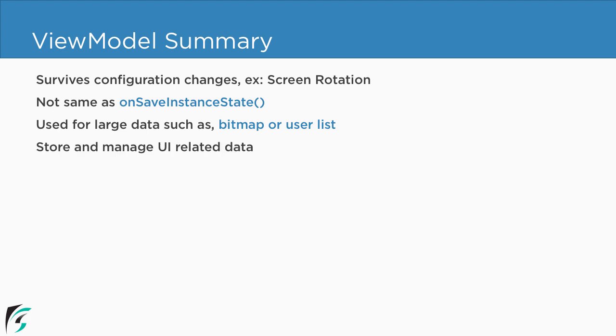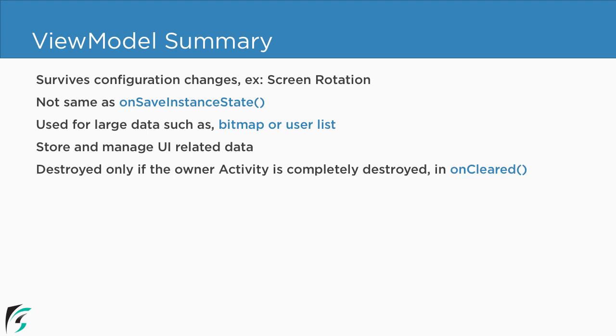View model stores and manages the UI related data. Next, the view model is destroyed only if the owner activity is completely destroyed. And this destruction of the view model is automatically triggered and it is destroyed in the onCleared function. View model acts as the communication layer between the database and the UI. Since we use the view model to store the data before sending it to the activity or the UI, it acts as the communication layer between the data resources and the UI components. So that was all about the concept of view model.